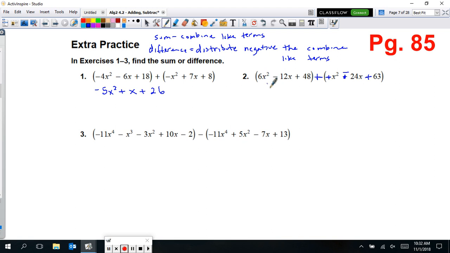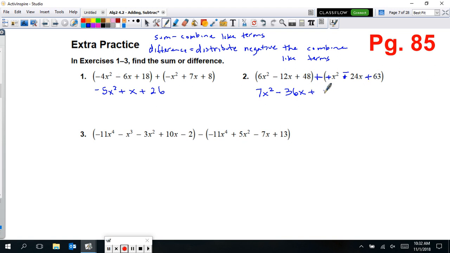For the x squared, 6 and positive 1. So 6 plus 1 would give us 7 for the x squareds. The x terms, I have a negative 12 and negative 24. That's going to make a bigger negative, negative 36x when I add 12 and 24. Positive 48 and a positive 63.